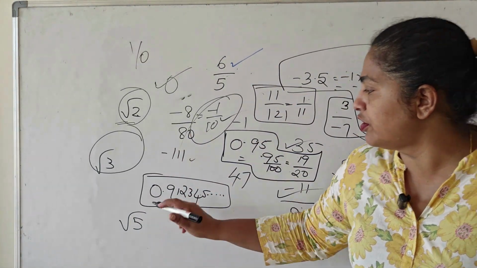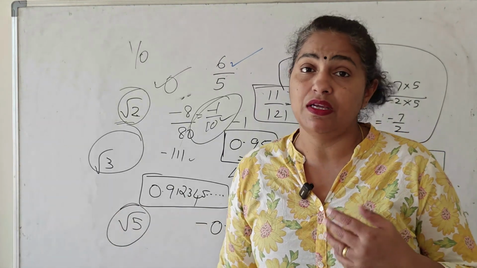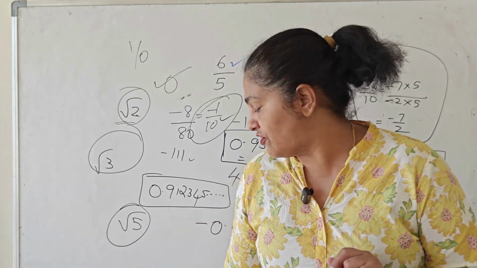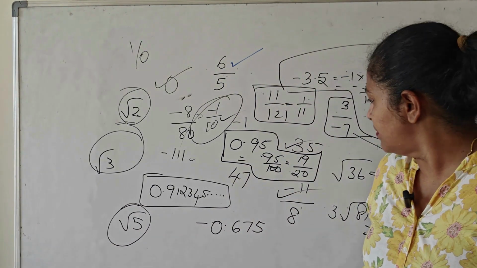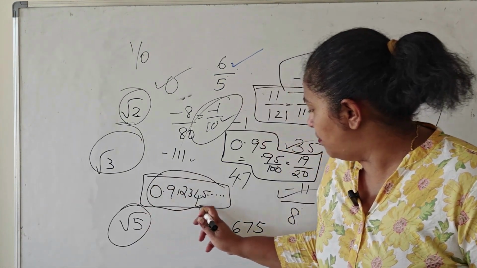Now, what are we? Okay, root of 5. Again, you know that 5 is a prime number. You can straight away say that it is not a rational number. We are done with everything except this particular number.